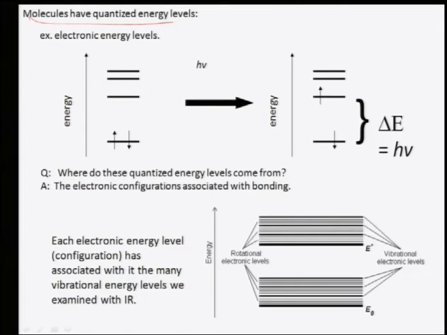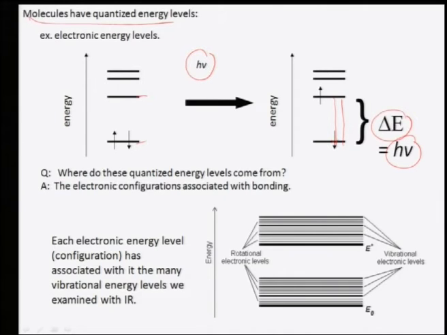If I apply certain energies like the UV or visible range, then you can see transitions happen from this level to this level, okay. Whenever this excited state goes back to the ground state, there will be emission, and the emission will correspond to certain wavelengths.